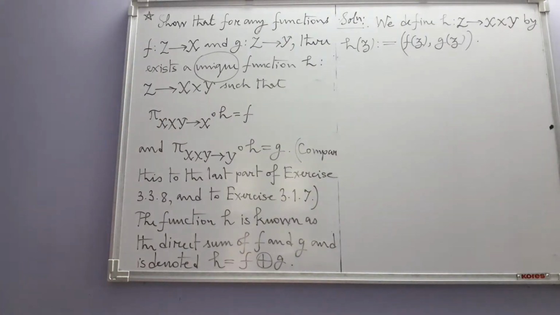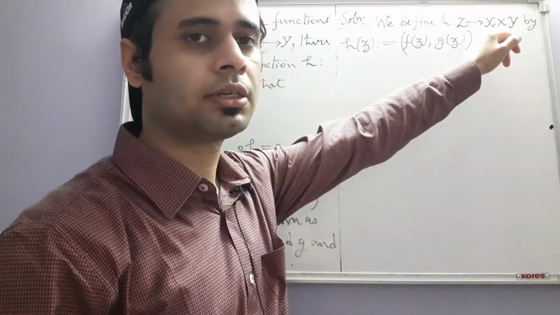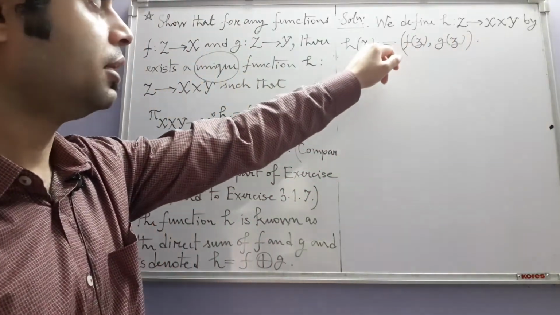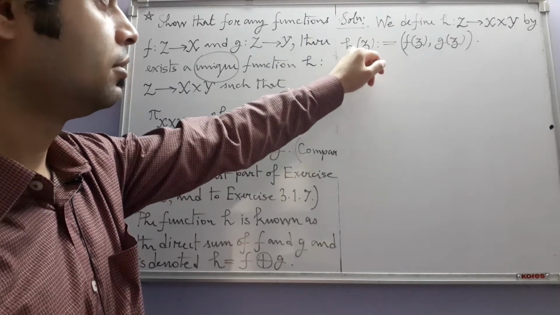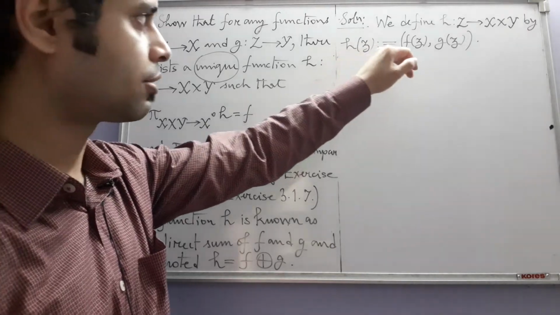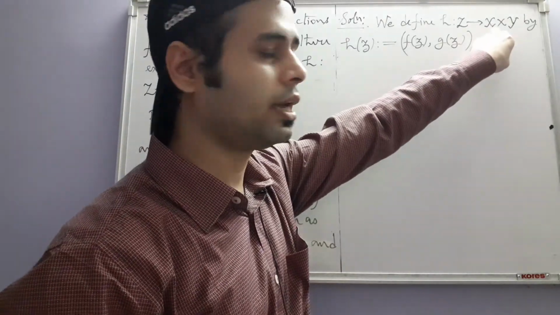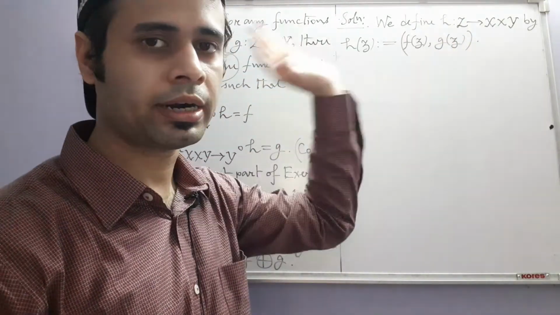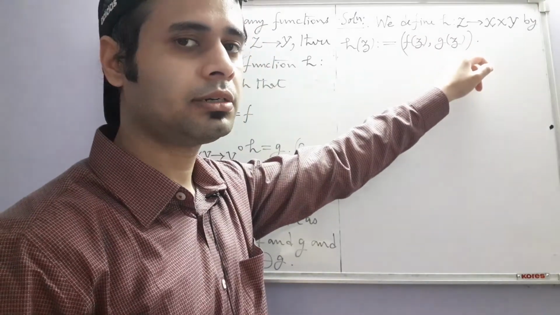Let us take a moment to understand what we have done here. We are supposed to define a function like this. So we have to say what it does to the elements of Z. So we have taken an arbitrary element small z. The image of this under the function h, according to our definition, is this ordered pair. Now elements in X cross Y are ordered pairs by definition, so that is okay. We are having an ordered pair. The first component is f of z, the second component is g of z.